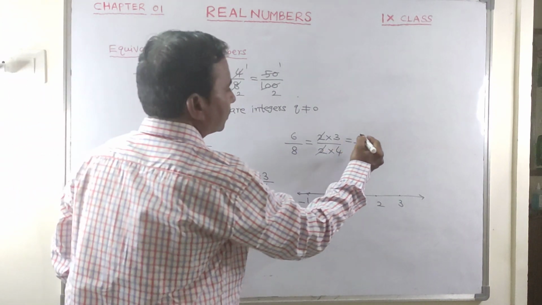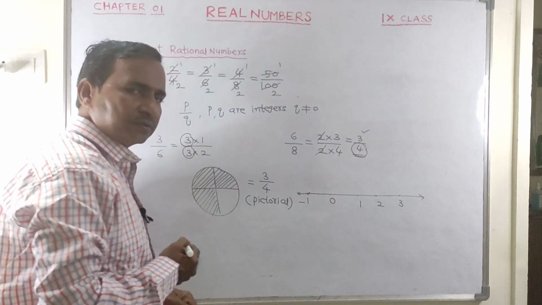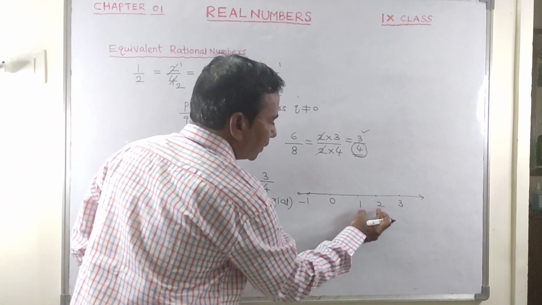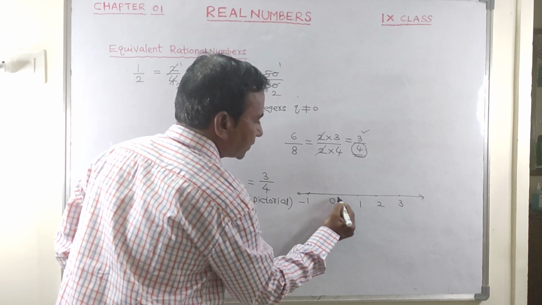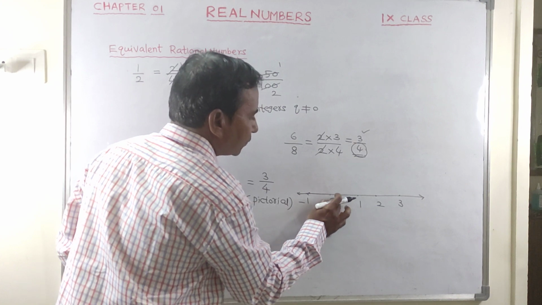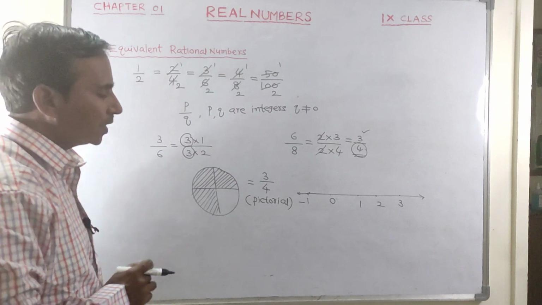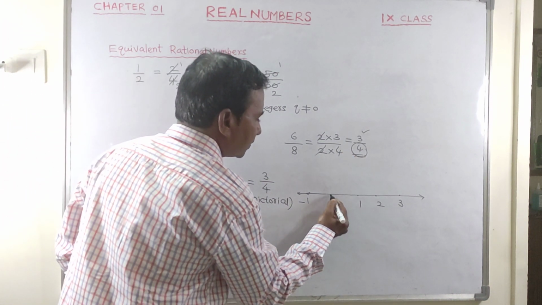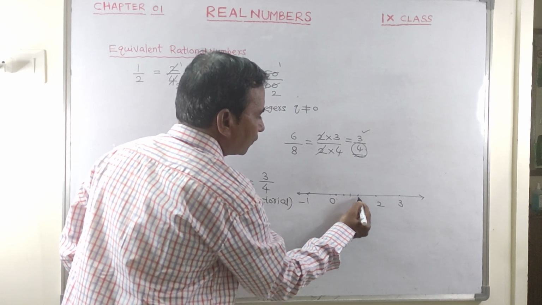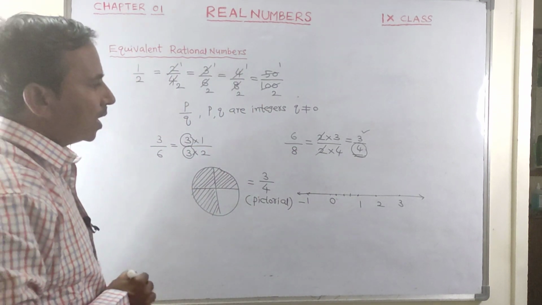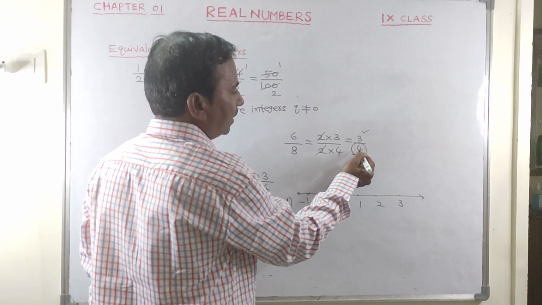Now as he gave 3 by 4, it means in the denominator we have 4, means 1 unit from 0 up to here, 1 unit. This 1 unit we have to divide into 4 parts. Divide into 4 parts. 4 parts means from here 1, 2, 3, 4 parts are there. And now each part you have to divide by 4 here.